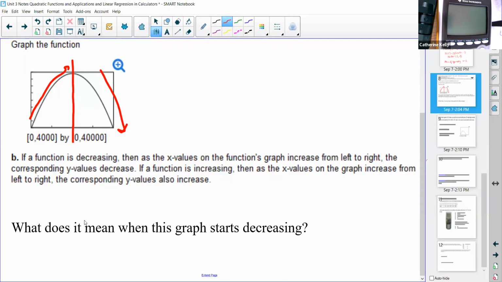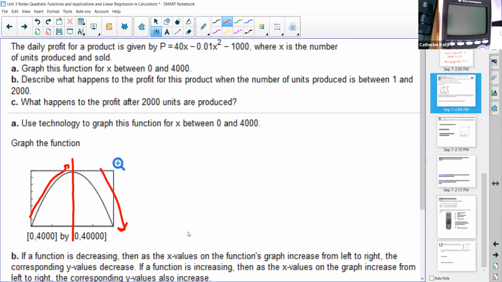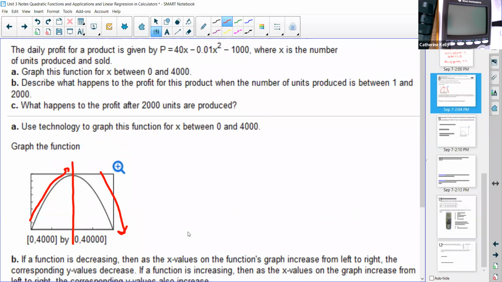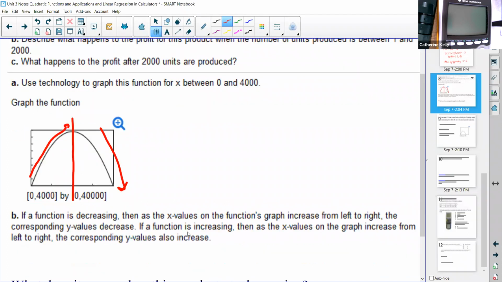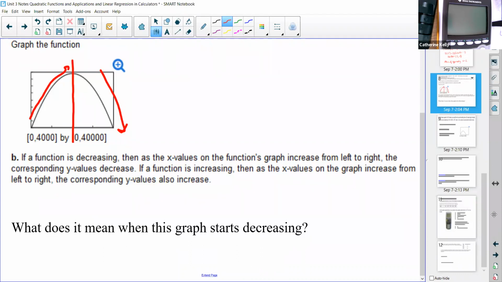If a function is increasing, then the x values on the graph increase from left to right, and the corresponding y values increase. So if it goes from 0 to 2,000, you're increasing in profits, and then from 2,000 to 4,000, they decrease in profit. So what does it mean when this graph starts decreasing? It means that there are less and less profits being made. So maybe it's going out of business, or out of date items.